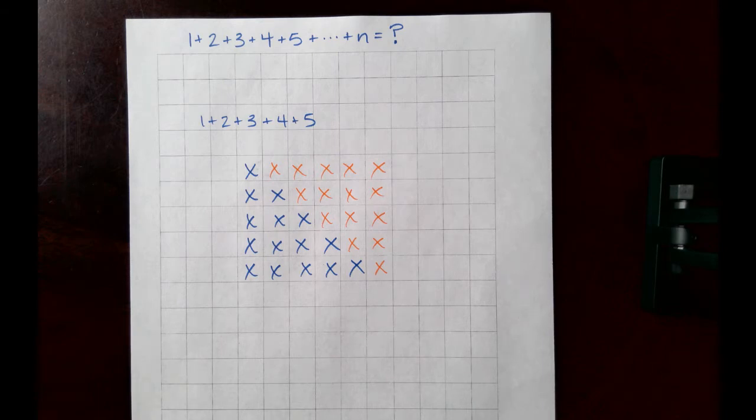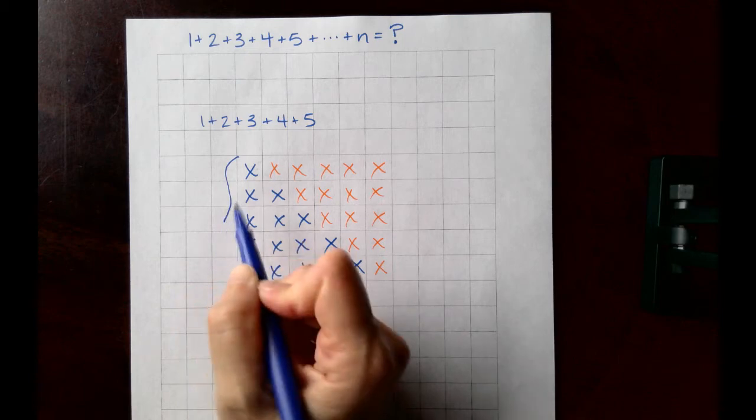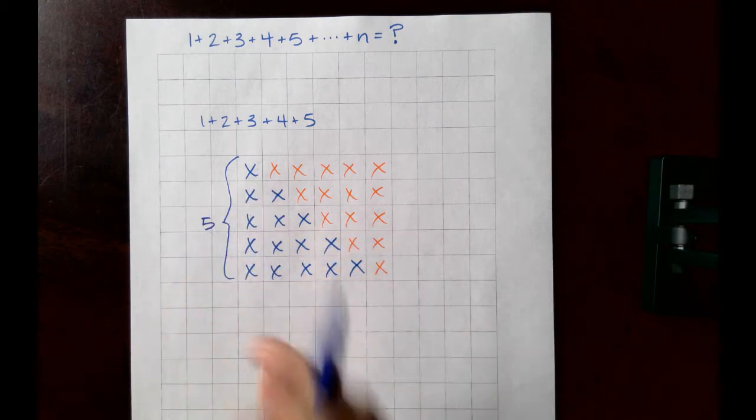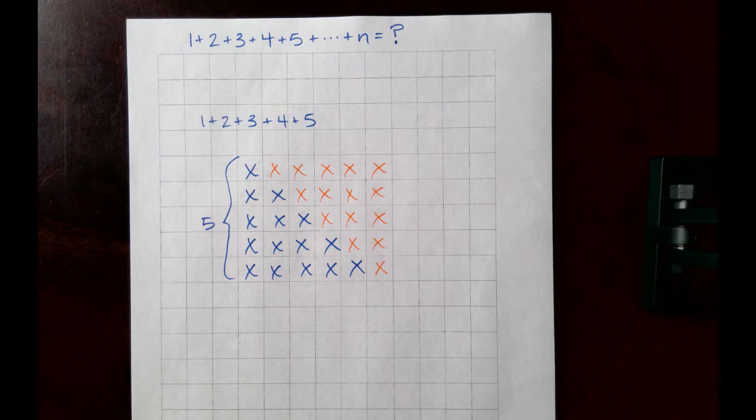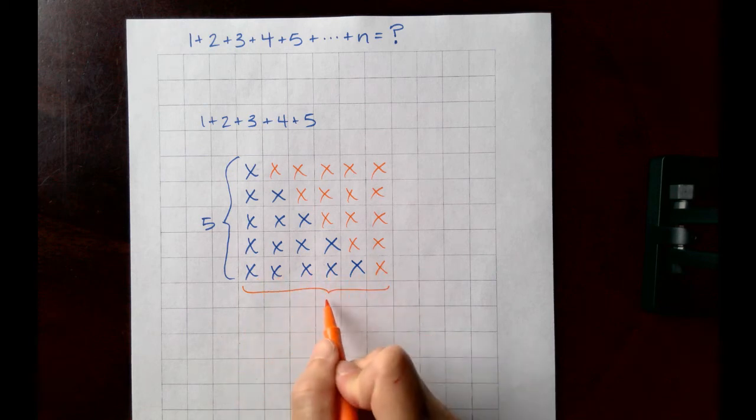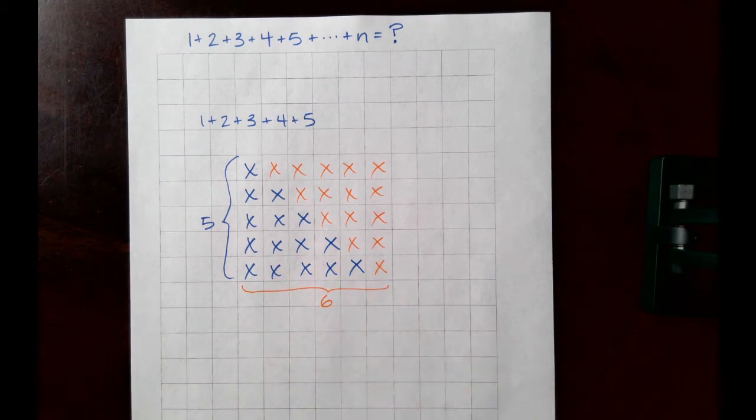Kind of like the last time, we're starting to see that we have 1, 2, 3, 4, 5 squares vertically. When we come horizontally, we have 1, 2, 3, 4, 5, 6. And this makes a rectangle for us. The area of a rectangle is base times height.